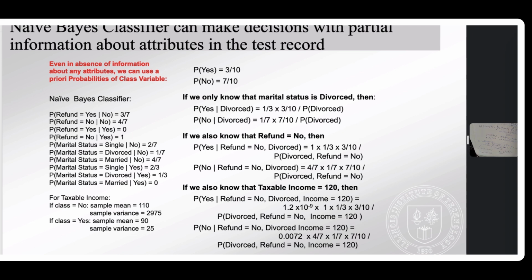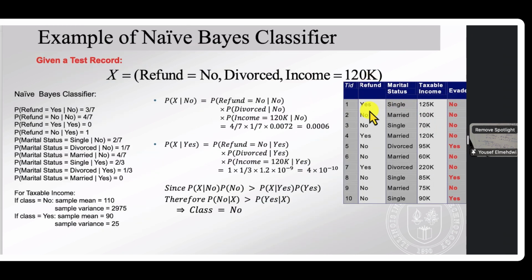Another thing here, the good thing about using the Bayes classifier is that we can make the decision with partial information about the attributes in the test record. For example, the test record can be refund, marital status, and taxable income. I provide you with the value for all three attributes. Can I come up with the class label if I give you only partial information, for example only the taxable income, or only the marital status or the refund? Are you still able to use this technique to perform the classification? The answer is yes, which is a good advantage here.